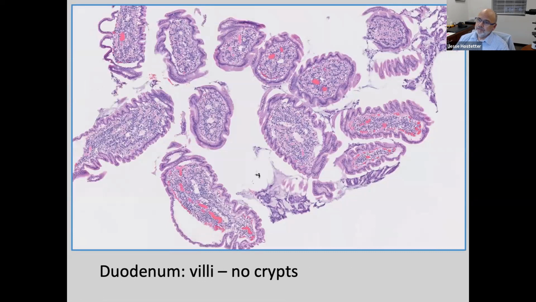I think for any of us that have read endoscopic biopsies, we've all seen this. And these are just villus tips. And there's no crypts here to evaluate. We can't make any assessment about the deeper lamina propria at all.